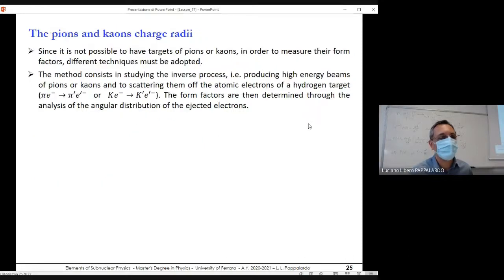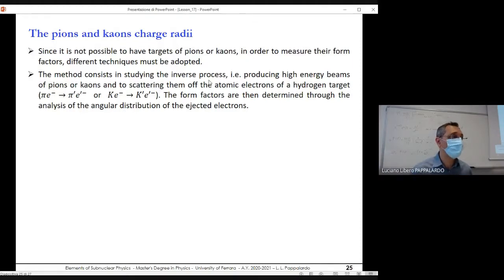What about other particles like the pion or the kaon? So what about the mesons? Can we see how the charge is distributed inside the meson? Can we also calculate the root mean square radius of a meson? Yes, we can do this, but of course the technique must be different. Again, we cannot have a target of pions or a target of kaons. So we have to use the inverse process.